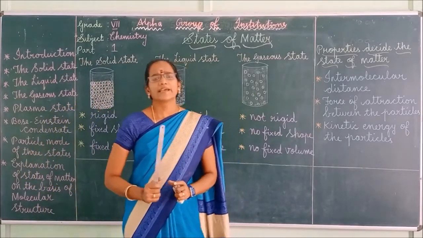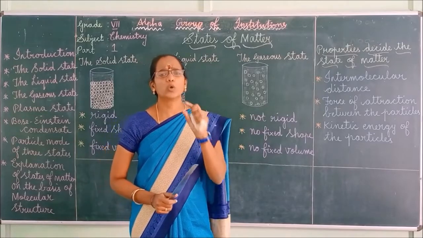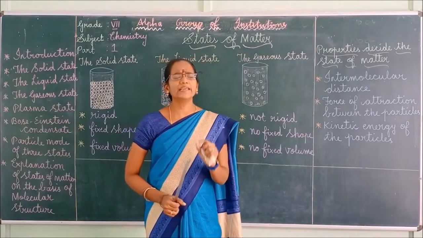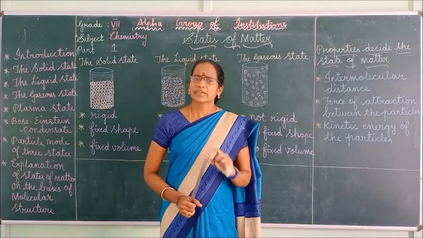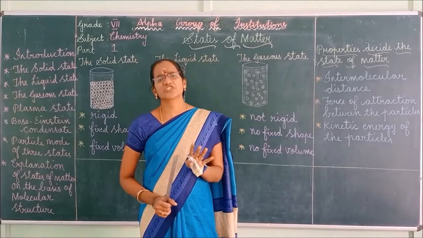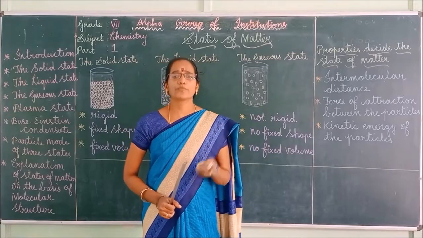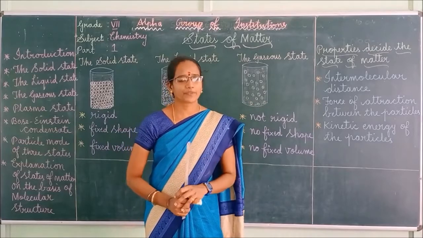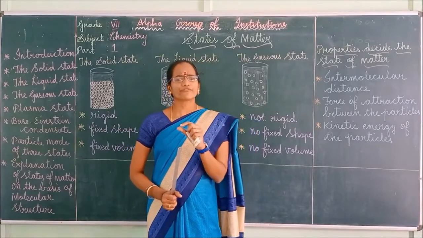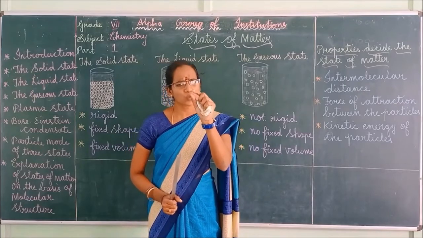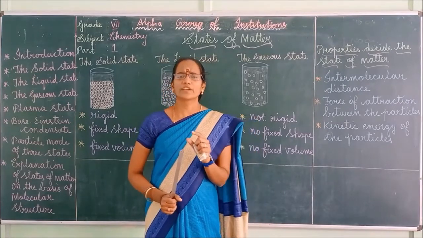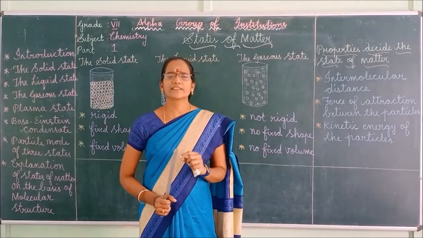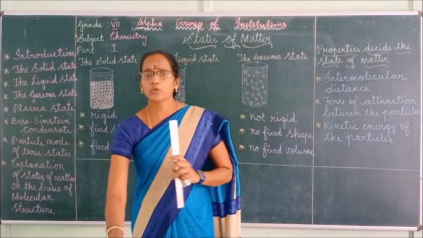The gaseous state has very low density. Gases are highly compressible. Gases have no fixed shape and no fixed volume. Hence, they can occupy the entire area. A large amount of gas can be filled in a small container. Why? Because it is highly compressible. For example, we use LPG.